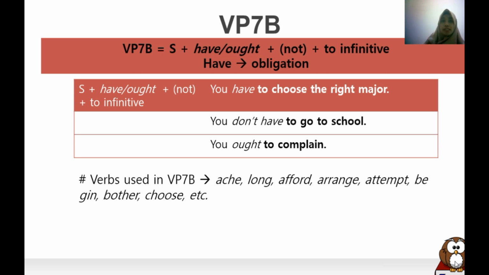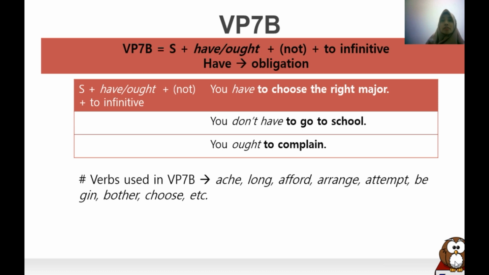The formula is subject plus have or ought plus not, not here is optional, plus to infinitive. But here the emphasis is have here shows the obligation. So usually you have the verb have to. Okay, it's similar with must. And then ought here has a similar meaning with should. Yeah, so it shows the mild obligation, while have to has a strong obligation meaning.